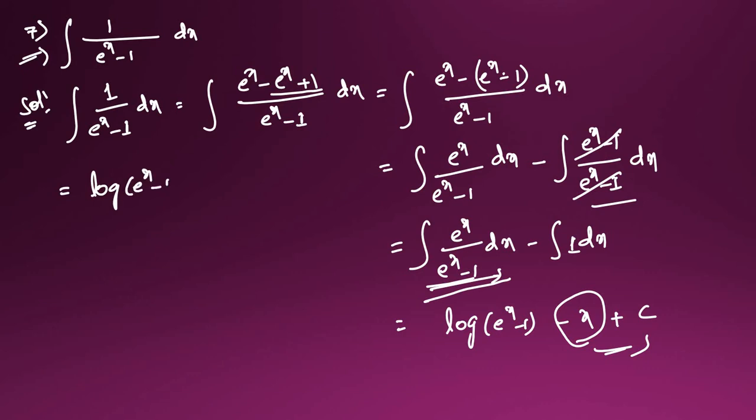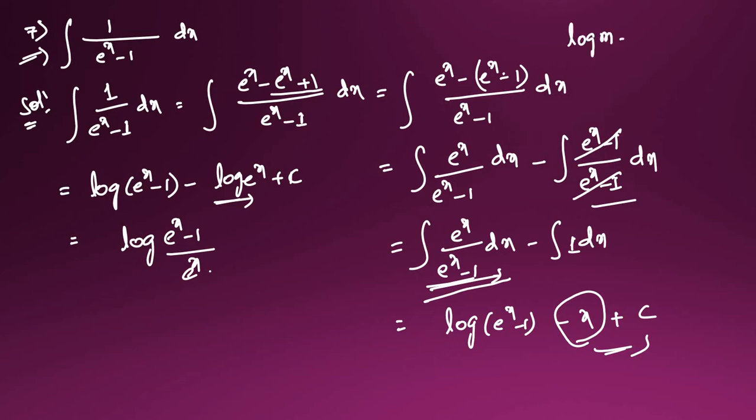So log of e power of x minus 1, minus x. We can write x as log of e power of x, plus c. So in the x place, we can write this one. It will become log of e power of x minus 1 divided by e power of x, because log m minus log n is equal to log m by n. This logarithm formula we already know from 10th class, so this is the answer here.